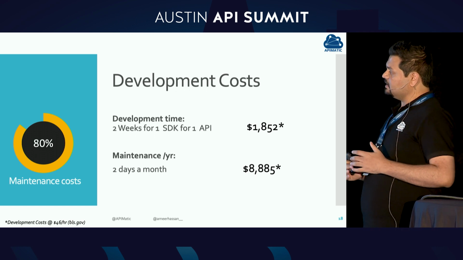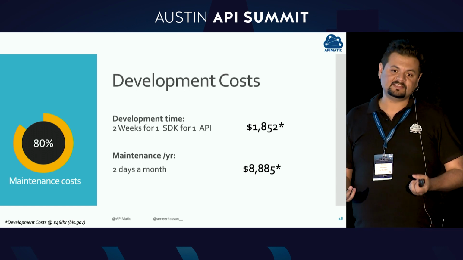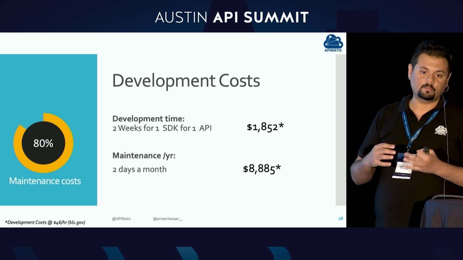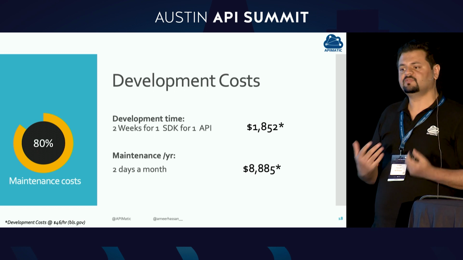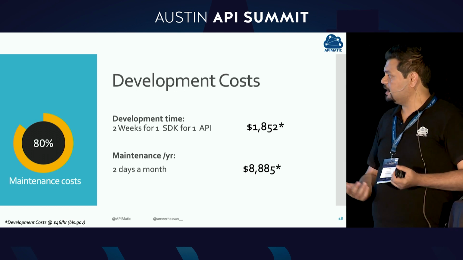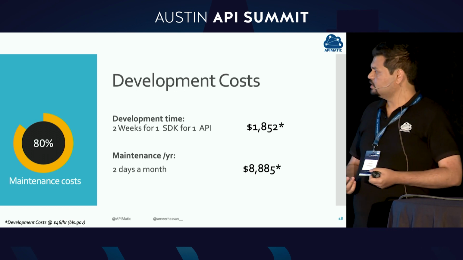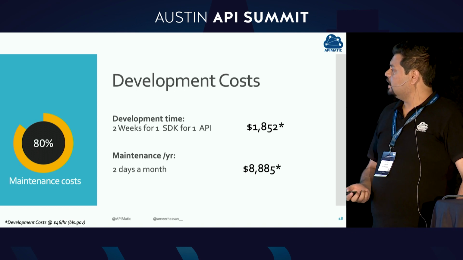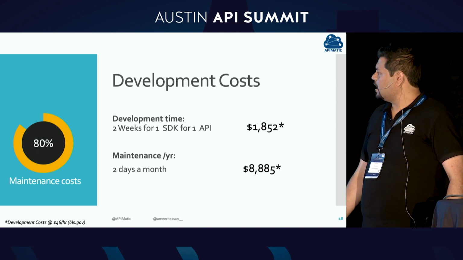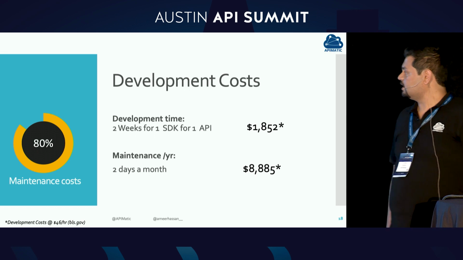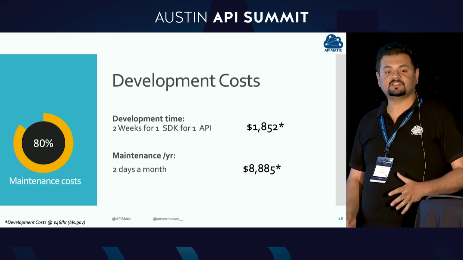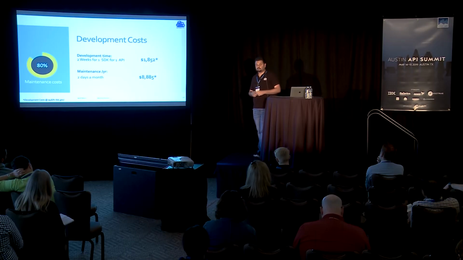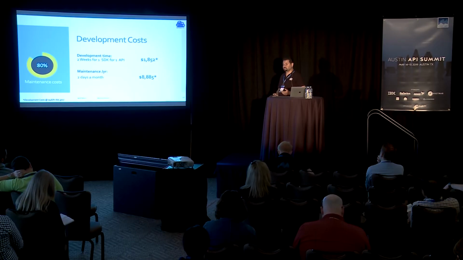In terms of maintenance, well, it actually depends on how big your API is, number of endpoints, how frequently it gets updated. But for assumption's sake, let's assume that it takes 2 days a month. So add that up, it goes to around 8,000. Combine that for the year, it's around 11,000. You see 80% of the cost is now from the maintenance bit of it.